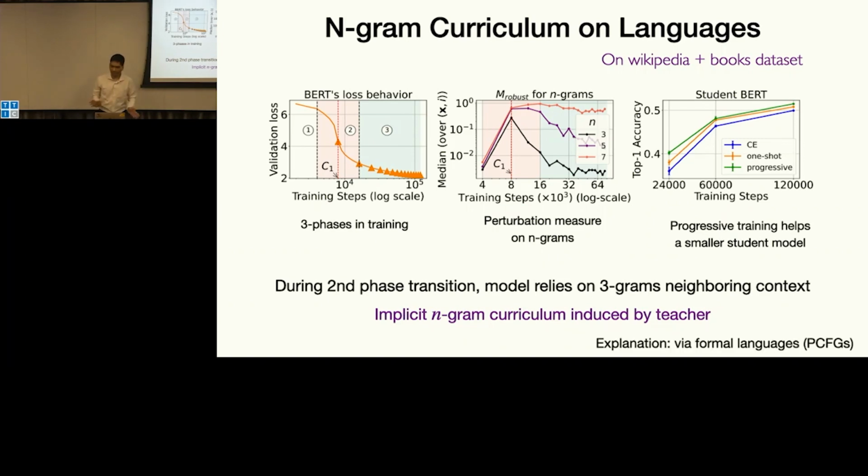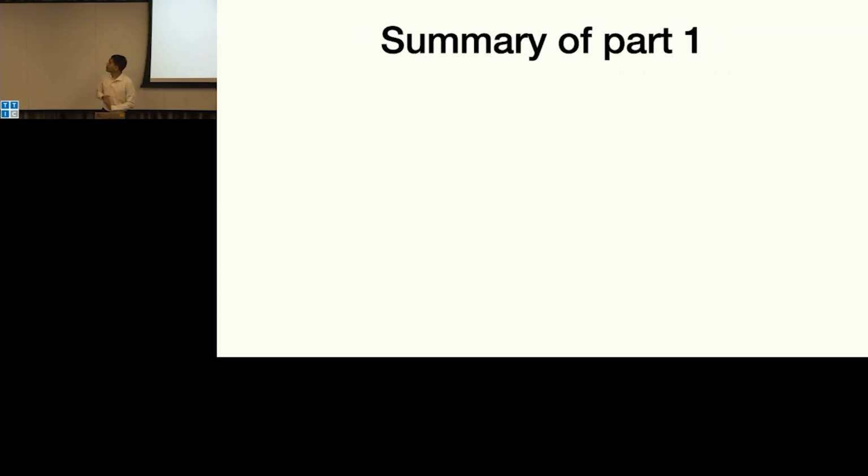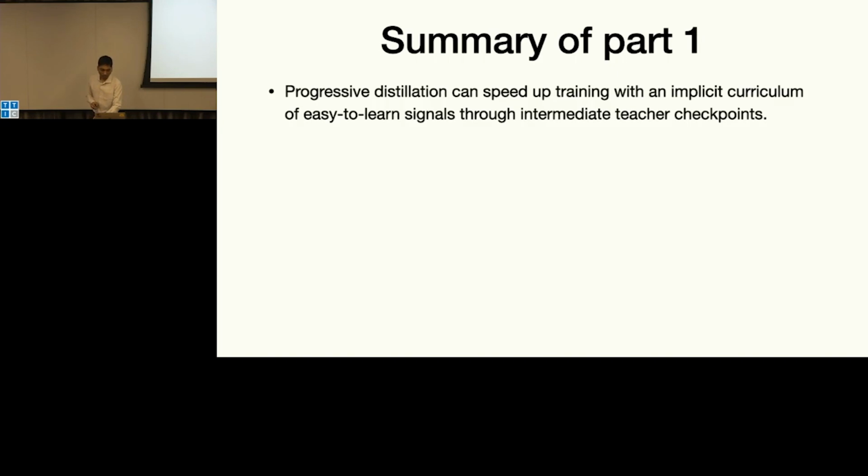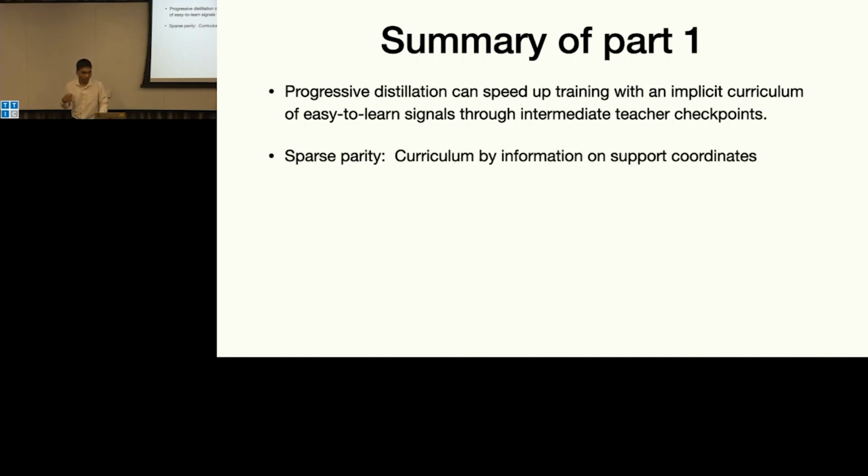And we give all the explanations on formal languages via probabilistic context-free grammars. Alright, so in summary, part 1, we show that progressive distillation can help because of an implicit, easy-to-learn curriculum. We extensively study this on sparse parity where the curriculum is given by information on the support coordinates. We then discuss real world data sets where the curriculum is given by n-grams. And this is the end of part 1. Are there questions on part 1?